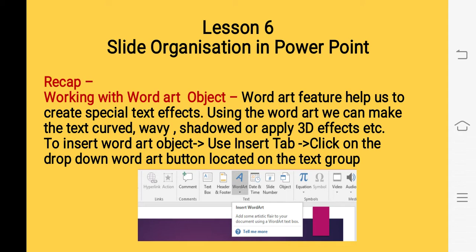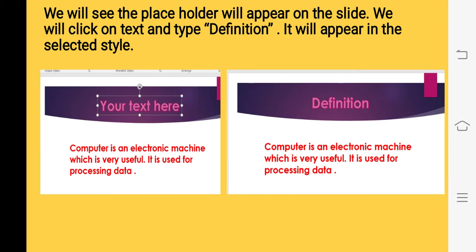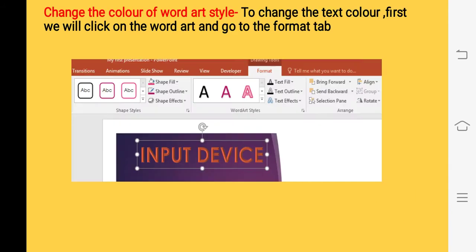To insert a word art object, we use the word art button that is located in the text group. Children, when we click on the drop down arrow of the word art button, the word art gallery opens. This gallery shows different types of word art styles that we can apply, and we click on any style that we like. A placeholder will appear on the slide with the same word art style. Now we click on it and type the word, and the word will come in the same word art style. So this way, children, we insert a word art object in our presentation.